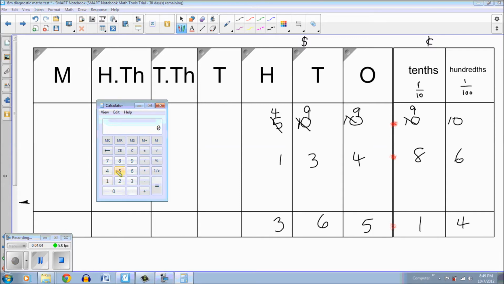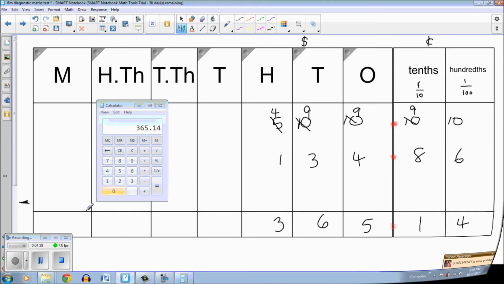Using our calculator, we will verify our answer. So we will punch in 500.00, and we're going to look for our subtraction button. We're subtracting $134.86. We hit our equal sign, and here's our answer, $365.14.